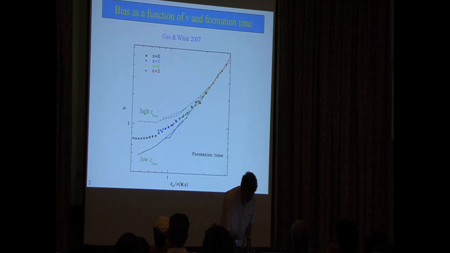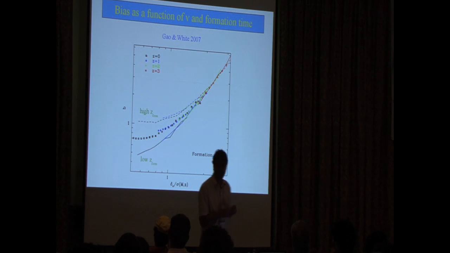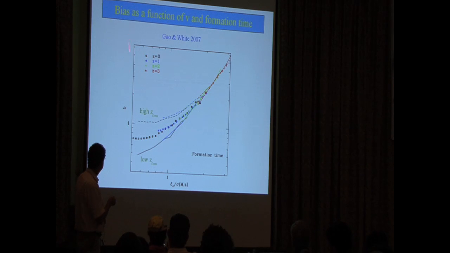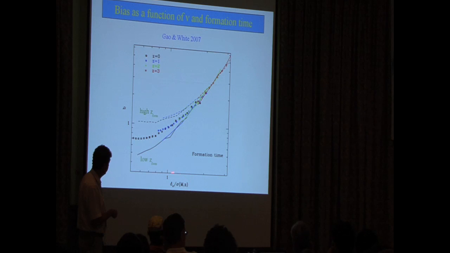It turns out, though, it depends on which property you look at. So this is the same thing, just shown in a different way. This is the bias again. This is now a function of the mass, except it's the threshold. It's the threshold which I used in the projector theory, which is a function of the mass and redshift. It turns out that if you use this variable, then all these things line up on top of each other at different redshifts.